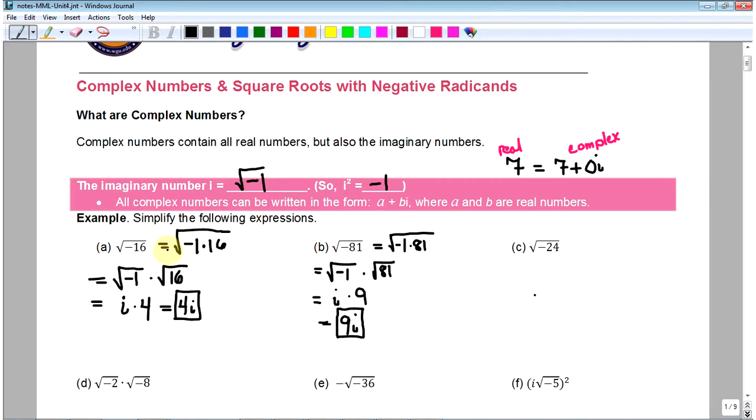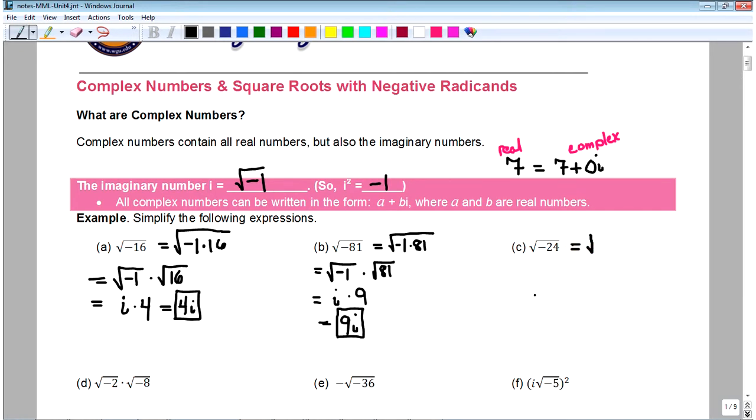So notice that when you have a negative under your square root, your final answer will end up with an i, and then you would find the square root of the numerical part the way that you always would. So when I look at part C, I know that I'm going to have i as part of my answer. So the only question is, how do we find the square root of 24? 24 is not a perfect square, so we have to do a little bit more work with this one.